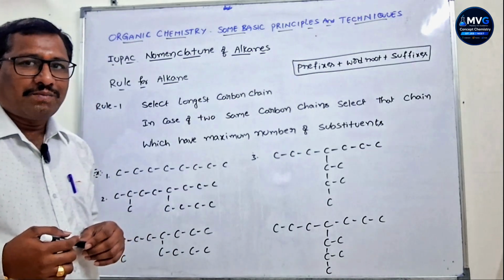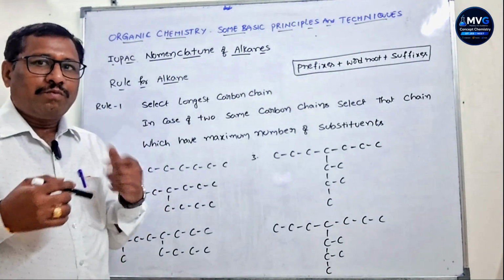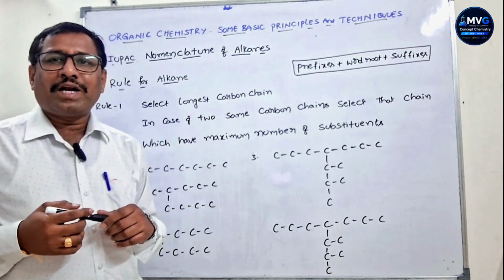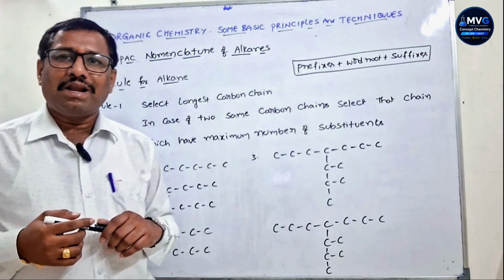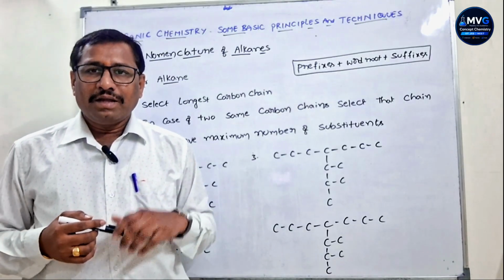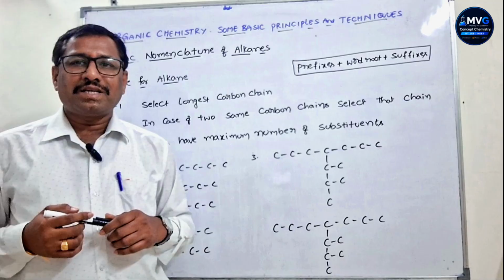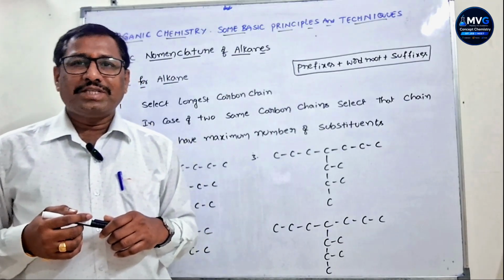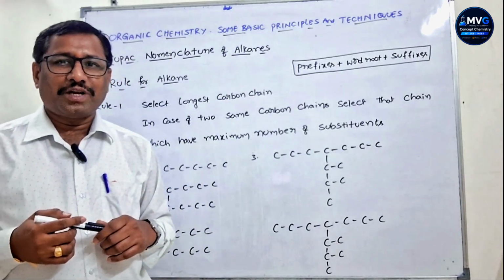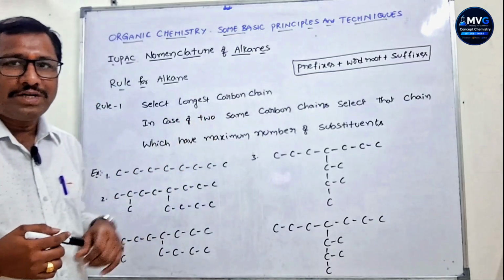Select the longest carbon chain means in whichever direction more carbon atoms are included in the carbon chain, that is the longest carbon chain. In case two same carbon chains are there, select the chain which has the maximum number of substituents. This is rule number 1, students.